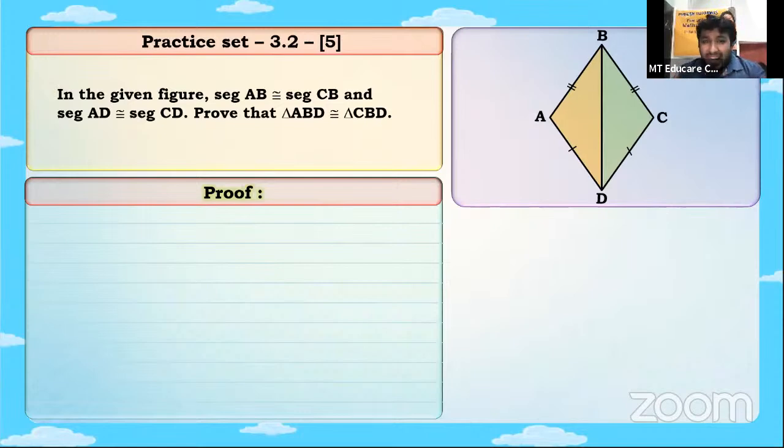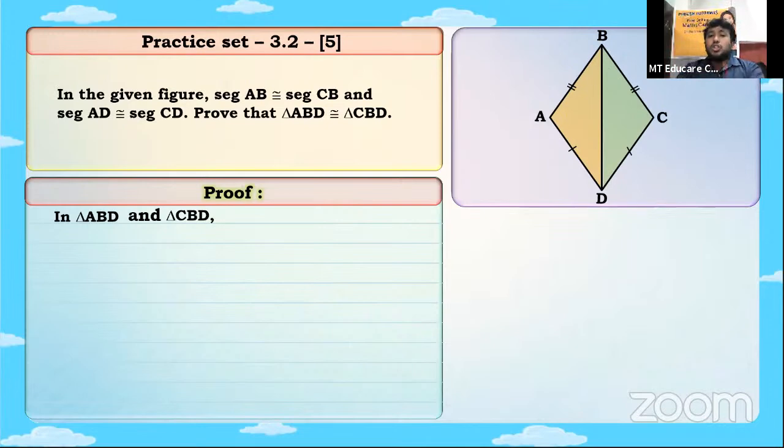Students, to prove any two triangles congruent, we always require how many elements? Three elements. So students, just observe here, in triangle ABD, the first triangle with yellow color, and the second triangle which is highlighted with green color, the name of the triangle is BCD. Okay, first triangle ABD, second triangle CBD.